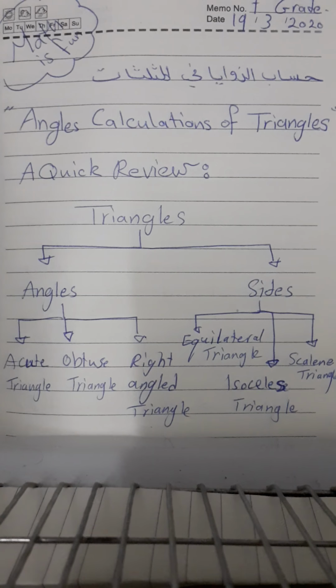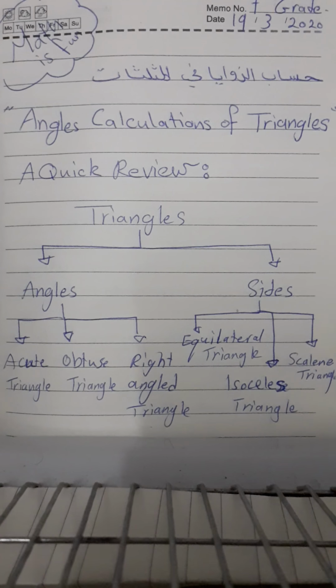Triangle types. We classified triangles in the previous lesson by two standards: first by angles and then by sides. When you classify triangles by both angles and sides, you'll have three types of triangle for each.